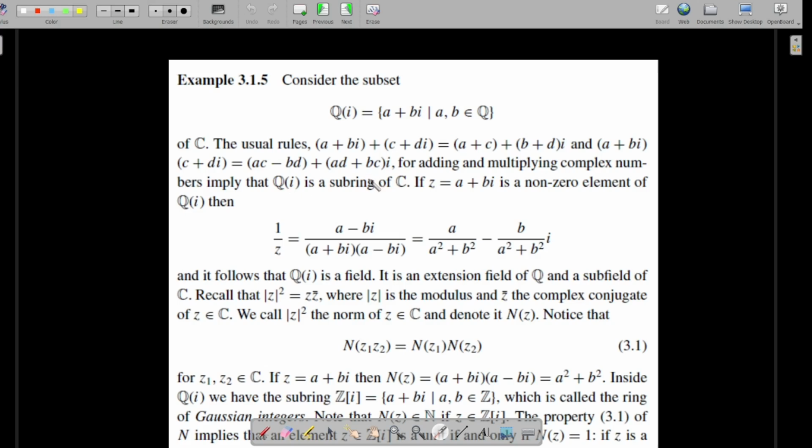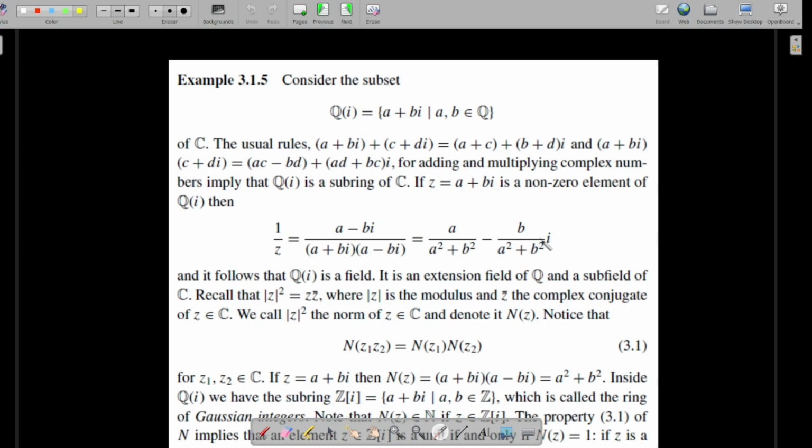And you can easily see that this Q(i) is a subring of C with respect to this addition and multiplication of elements. And what about the inverse? If z = a + bi is a non-zero element of Q(i), then as we see in the case of the set of all complex numbers, you can just take 1/z. So it is equal to a/(a² + b²) minus b/(a² + b²) times i. Since this a and b always belong to Q, this element also belongs to Q(i).